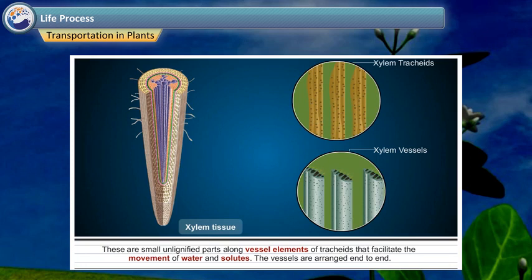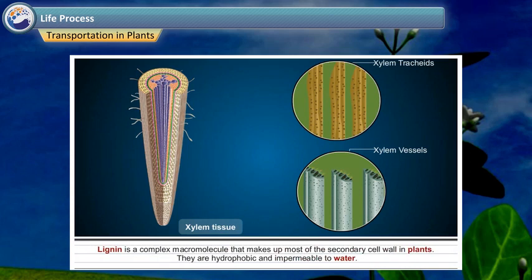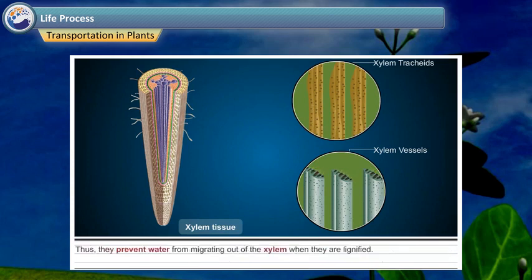The vessels are arranged end to end. The end walls of the vessels are either partially or fully dissolved. This results in the formation of long tubes that carry water. Vessel elements and tracheids are derived from dead cells. Lignin is a complex macromolecule that makes up most of the secondary cell wall in plants. They are hydrophobic and impermeable to water. Thus, they prevent water from migrating out of the xylem when they are lignified.